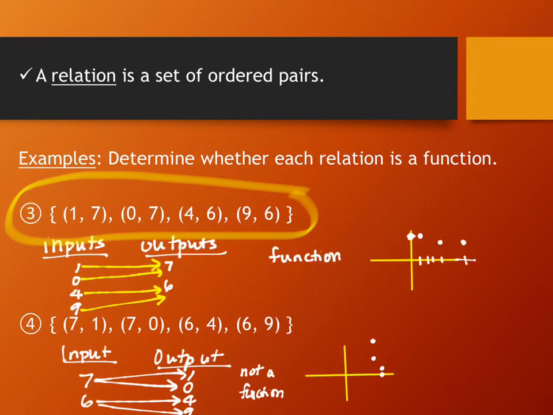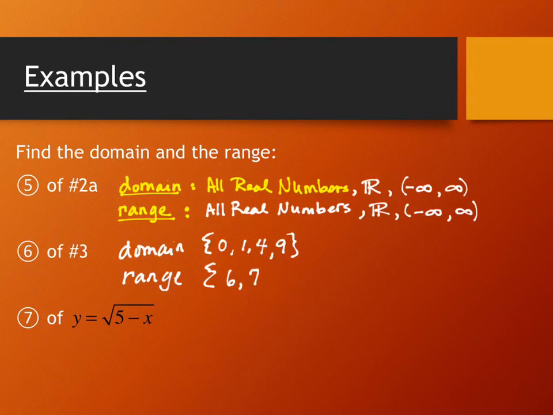Yeah, 7 and 6. Again, in either order. I'm a little OCD, so I do things in smallest to largest. Whatever is fine with me. 6 and 7. Those are your range values. That's it.